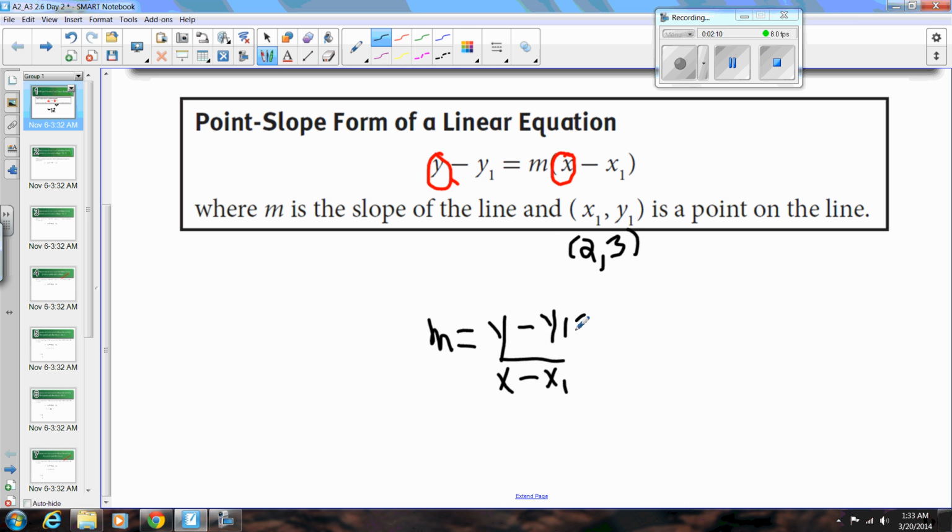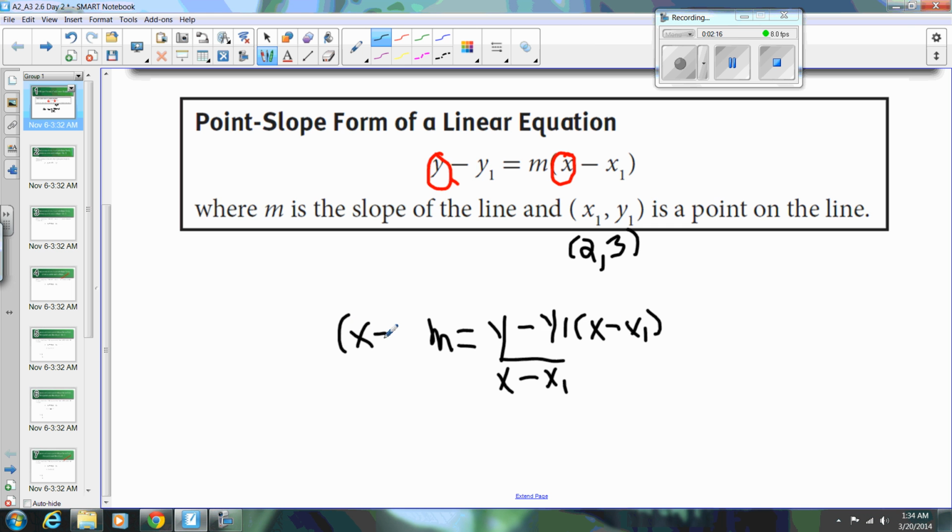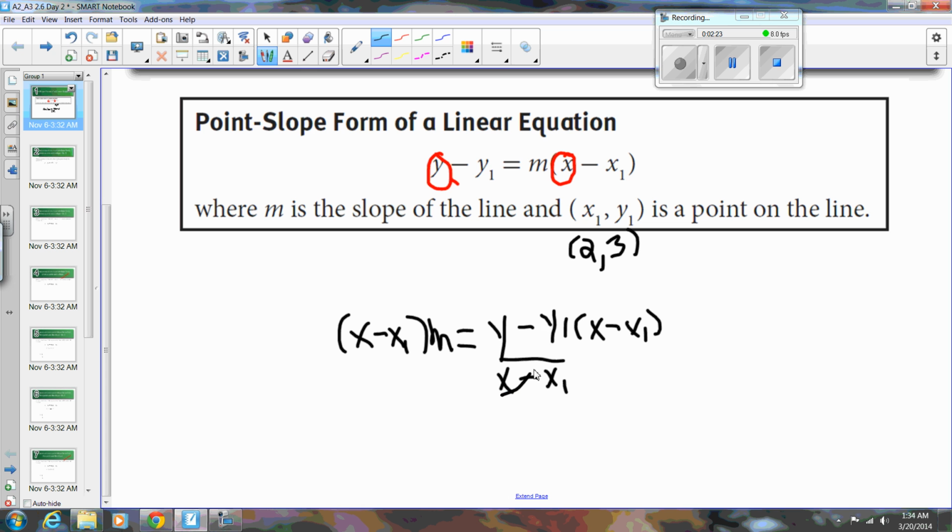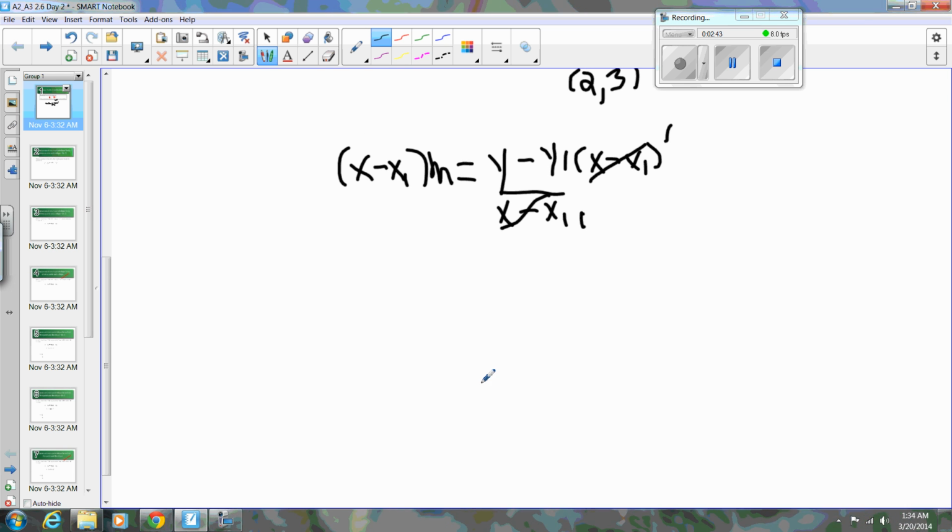So what happens here when I multiply both sides of the equation by x minus x1? This denominator here cancels with x minus x1 because this just becomes x minus x1 over x minus x1 as a fraction. What's the common factor between each? It is 1, so I divide both by x minus x1. And what am I left with? Essentially, it cancels x minus x1 from both sides of the equation.